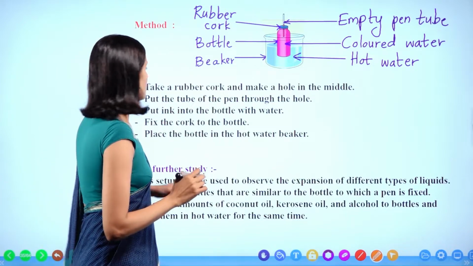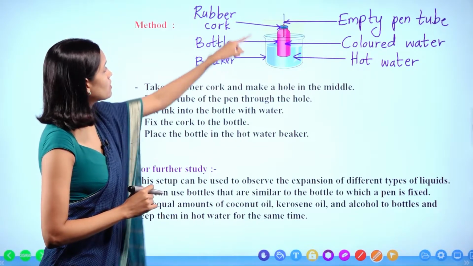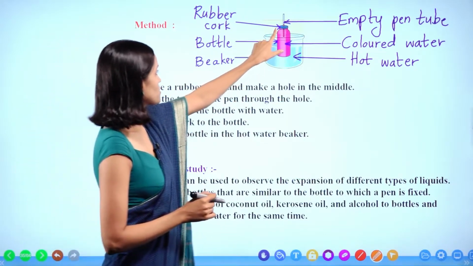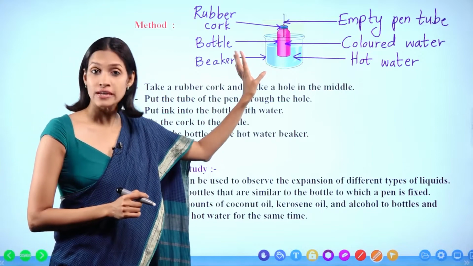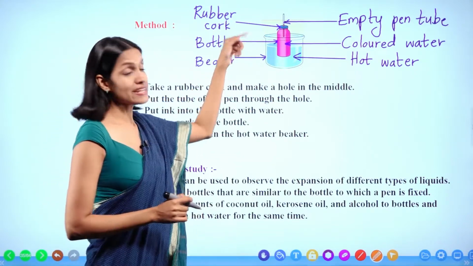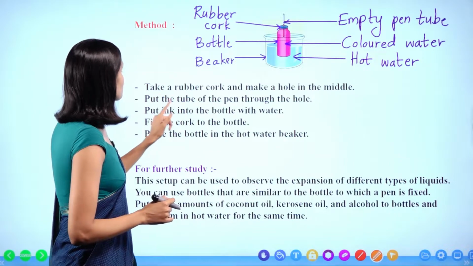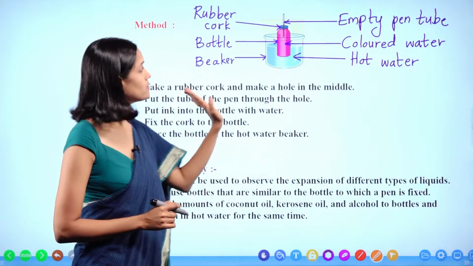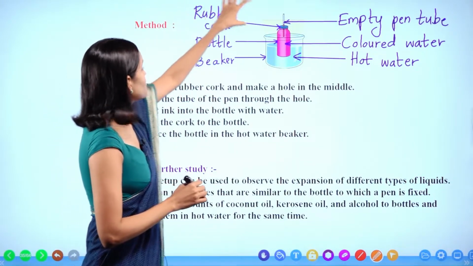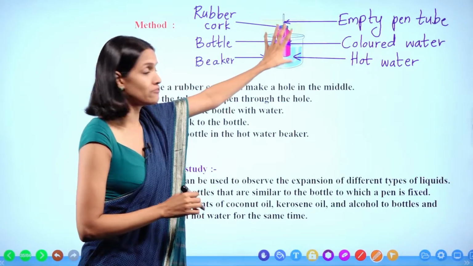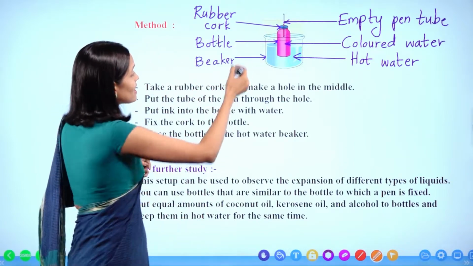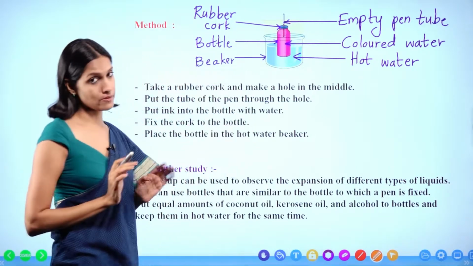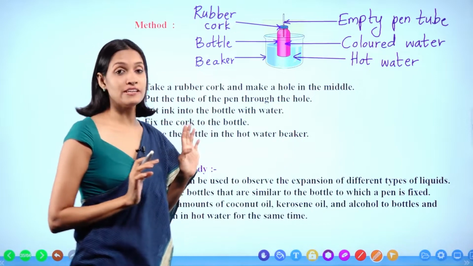Right, put the tube of the pen through the hole and put ink into the bottle with water. So this is a water bottle. You have to add a few drops of ink so that the water will get colored, okay? Fix the cork to the bottle and place the bottle in the hot water beaker, right? So when you fix this rubber cork with the empty pen tube to this bottle with colored water, you will see that the colored water rises through this empty pen tube up to a certain level, right? So we have to mark the level, right?